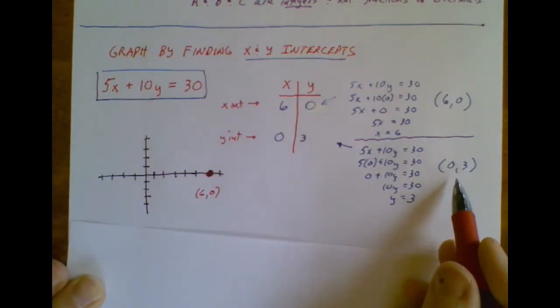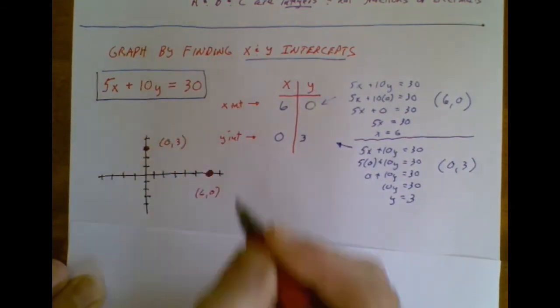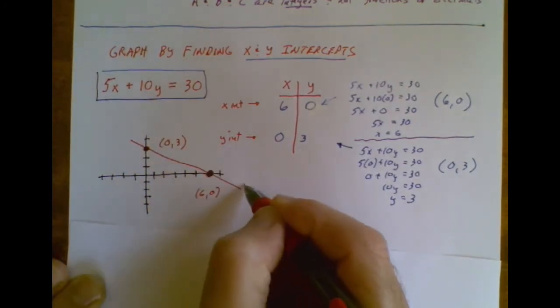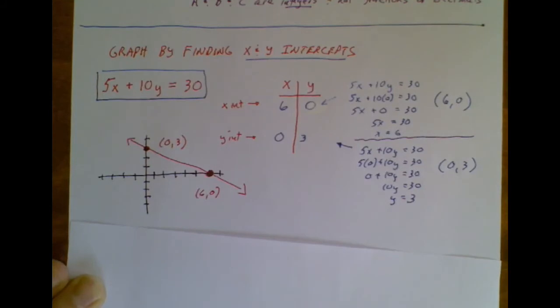There's my y-intercept, (0, 3). I have my x-intercept and my y-intercept. I draw a line between the two, and I have just graphed that equation by using the intercepts.